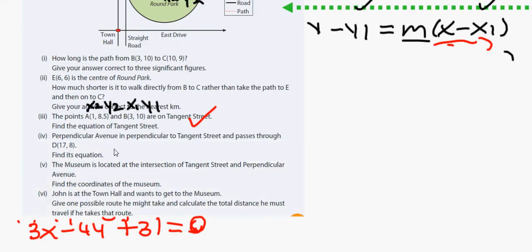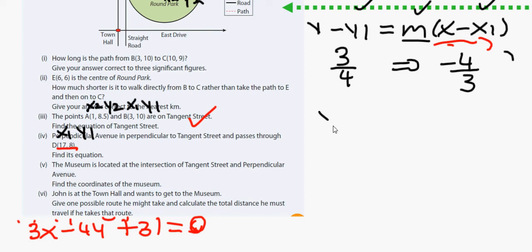Perpendicular Avenue is perpendicular to Tangent Street and passes through (17, 8). Find its equation. Well, Tangent Street had a slope of 3/4. This means Perpendicular Avenue must have a slope of -4/3 because it's perpendicular. So we know the slope of Perpendicular Avenue, and we also know one point on it. We know 17 and 8, so we can just put directly into the equation of a line: y minus 8 equals -4/3 into x minus 17.